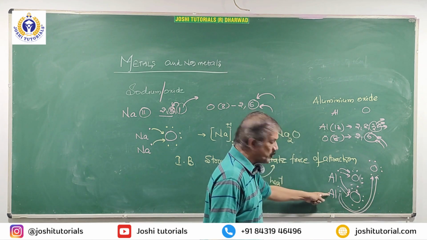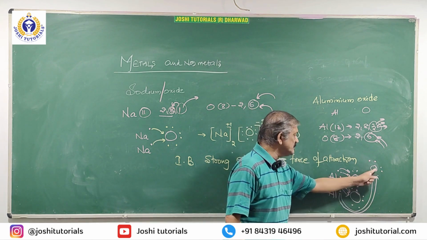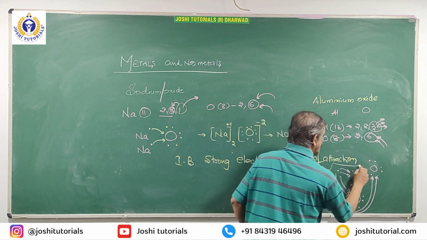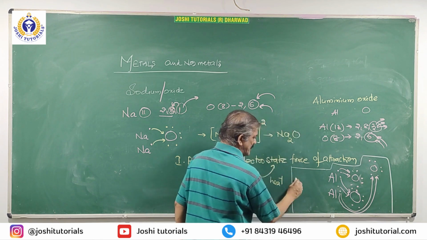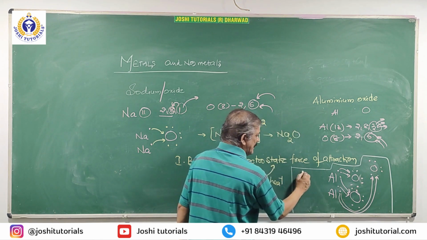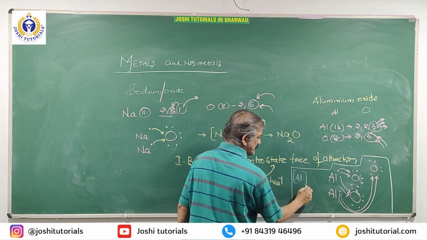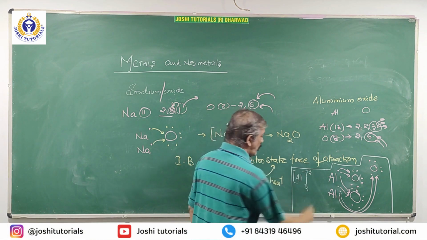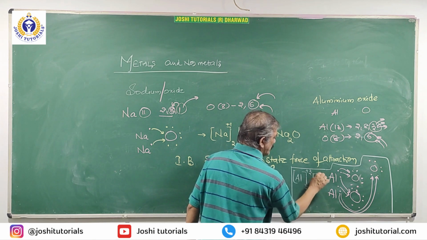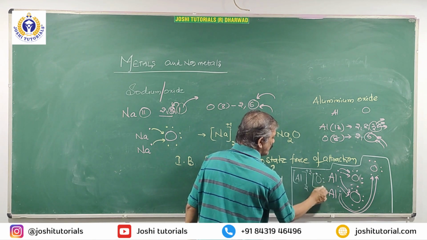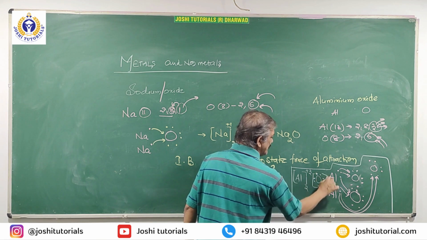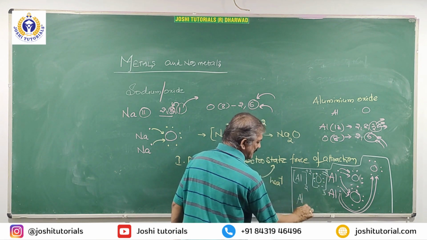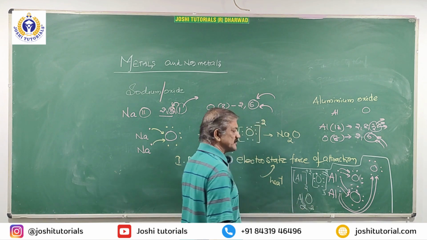Means 2 aluminium and how many oxygen? 3. That is why we write Al twice, 3 donated, plus 3. Oxygen, 1, 2, 3, 4, 5, 6, 7, 8. It has accepted 2, but there are 3. Hence, it leads to aluminium oxide.